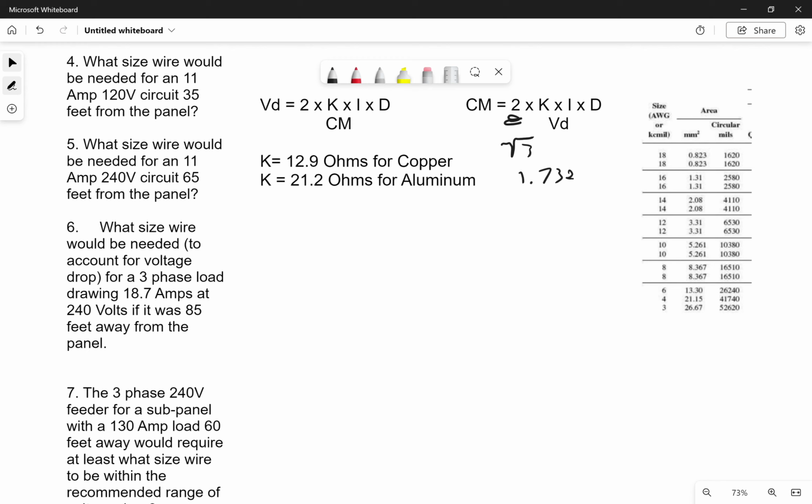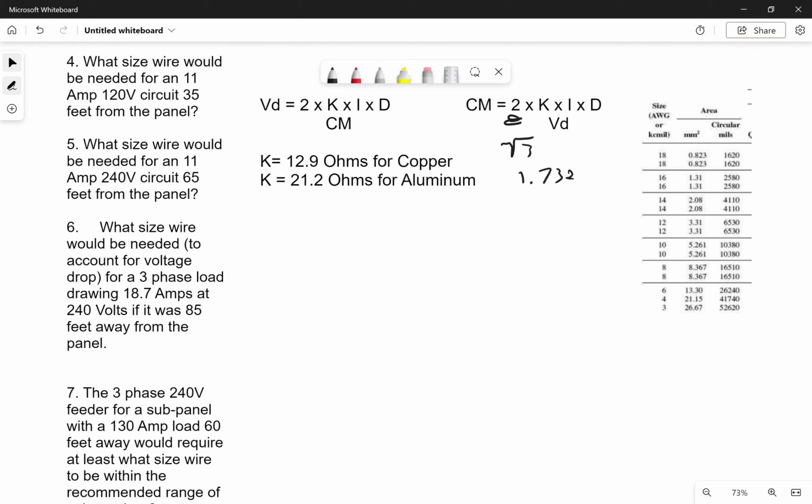Remember, the reason we do that is that 2 is representing in a normal circuit, you have one wire going out to service the load, and one that comes back that completes the circuit. So it's 2 wires in that circuit. In a 3-phase load, there are actually 3 wires that are going out and servicing that load, but because it's 3-phase, those 3 phases interact with each other in such a way that we gain some ground on voltage drop, and so we can use the square root of 3, or 1.732, to calculate our voltage drop.